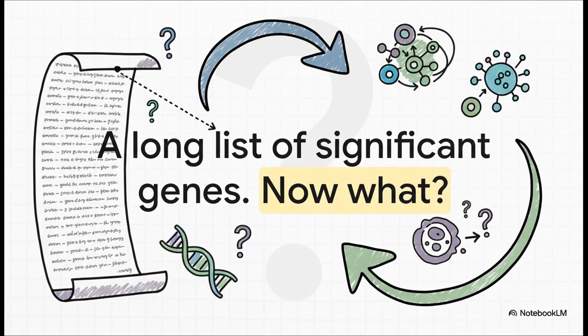And there it is, a list of hundreds, maybe even thousands of so-called significant genes. It's just a wall of text, right? It doesn't actually tell you what's happening inside the cells. This is that classic moment in research where you just throw your hands up and say, now what?